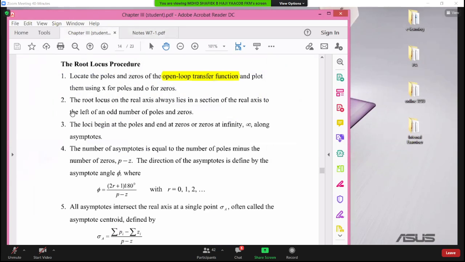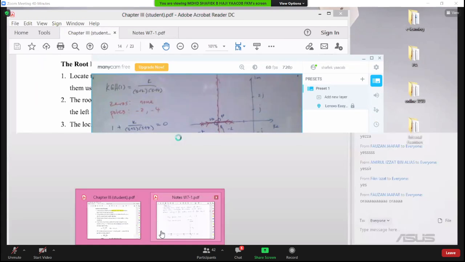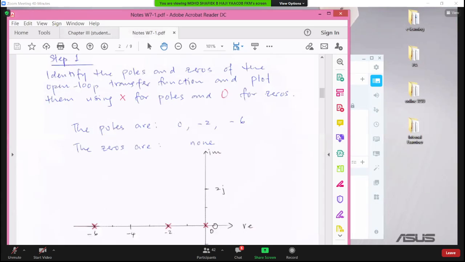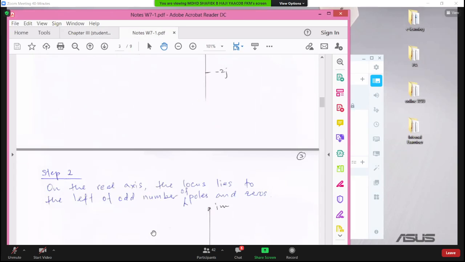Step 2, root locus on the real axis. We are talking about the real axis only. On the real axis, the root locus lies to the left of an odd number of poles and zeros. Here, this is the first pole, the second pole, and the third pole. To the left of an odd number of poles and zeros, you're going to have some locus. So this is step 2.